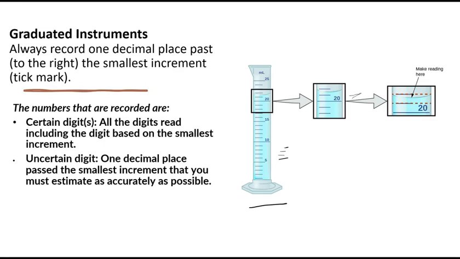We cannot stop here though. We have to record that one uncertain digit. We have to guess this as accurately as possible. So note, we're going to make the reading at the bottom of the meniscus, and it looks like a 0.6. So 0.6 will be our uncertain digit. With this instrument, we have to record to the tenths place because it goes by ones. So what do we think the volume should be? Hopefully we think about 21.6 mLs. Make sure that you always look at what the smallest increment any graduated instrument is going by and record 1 decimal place past that smallest incrementation.